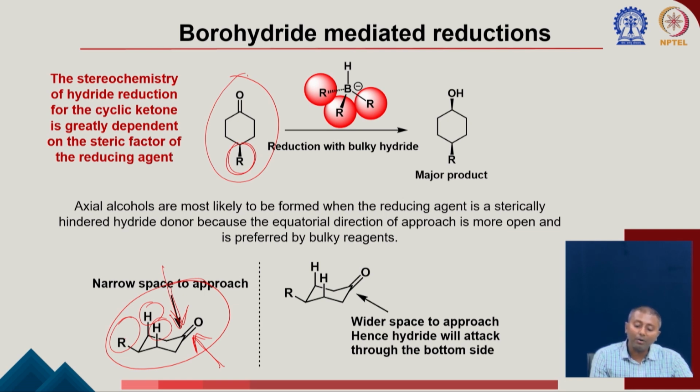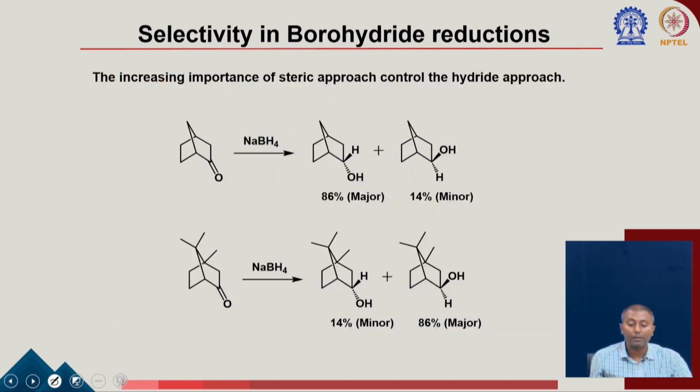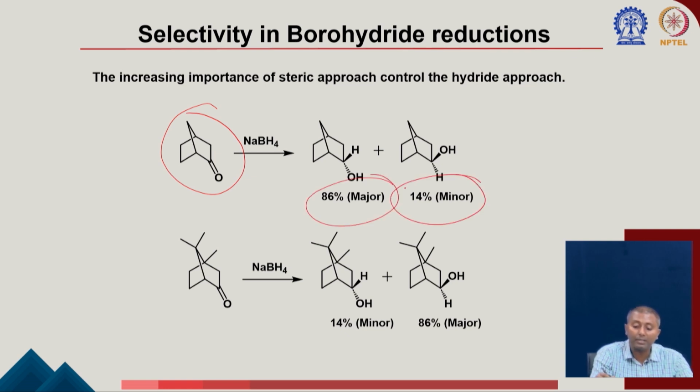That means if the H minus is coming from this face, you will end up getting this product as the major product using this type of hindered borohydride. Again, depending on the structure, you can see two different scenarios here. You can get an 86% major product and 14% minor product here.